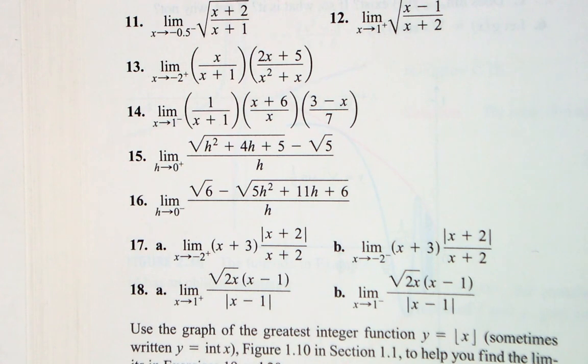But the thing is, you just got to think about, is what's inside the absolute value going to be positive? Well, then leave it alone. If what's inside the absolute value is going to be negative, then we have to change it to negative the quantity x plus 2.